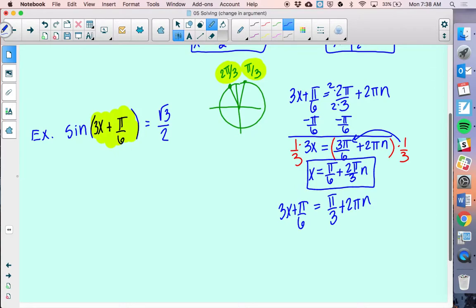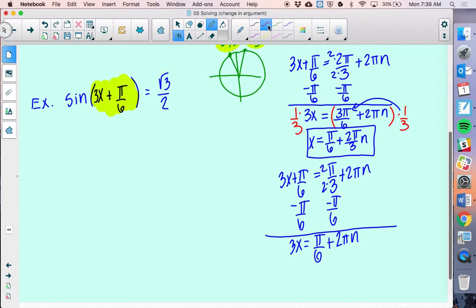I'm going to do the same thing with my second answer. So minus pi over 6 minus pi over 6. I'm going to get a common denominator. So that gives me 3x equals, and again, 2 minus 1 is 1. So pi over 6 is what I'm left with, plus 2 pi n.